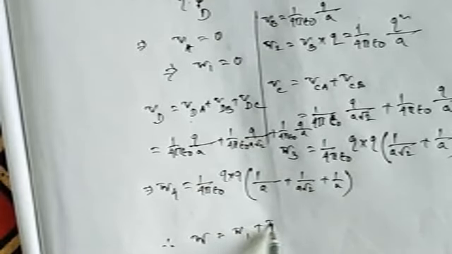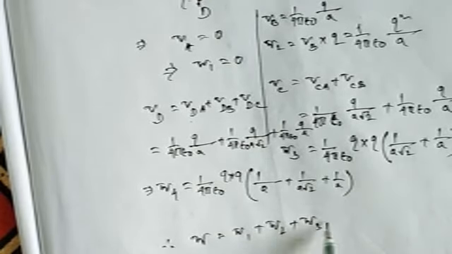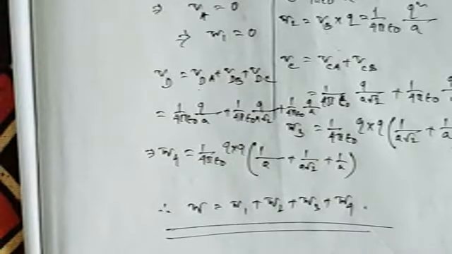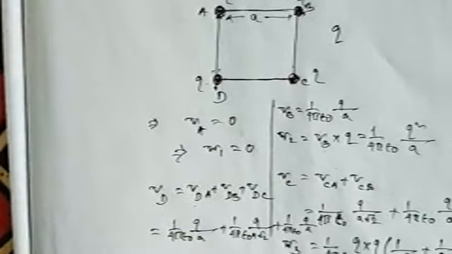And total work done W will be W1 plus W2 plus W3 plus W4, and we know the values of W1, W2, W3, W4. We will just put them in and we will get the answer. That's all about this. So this type of problem you will get.